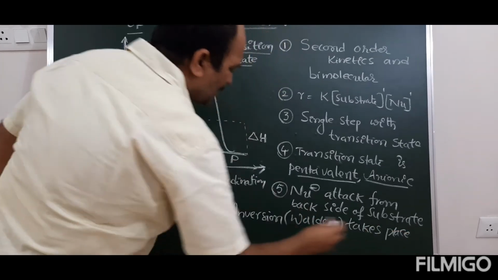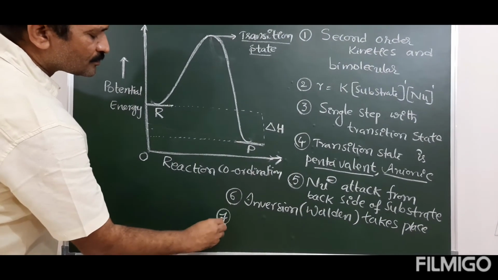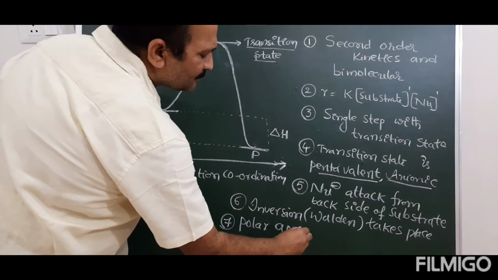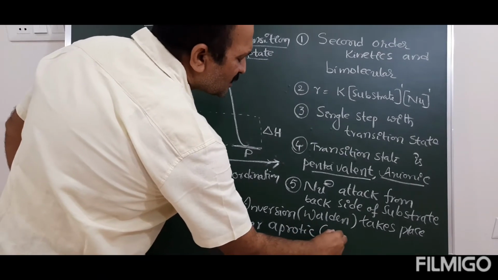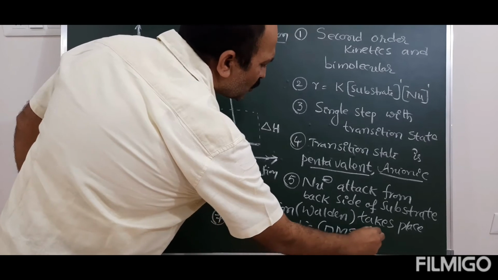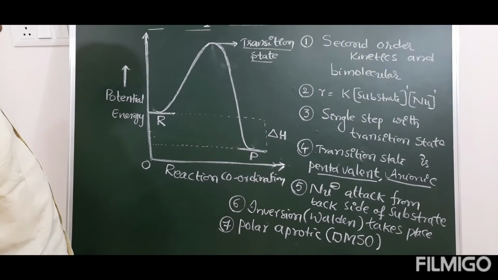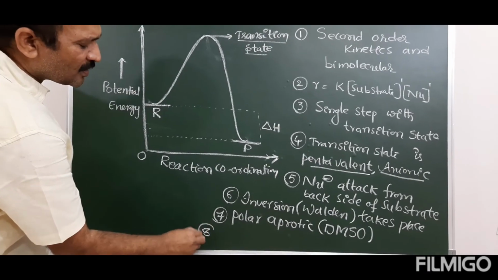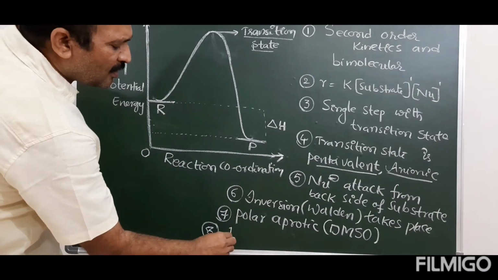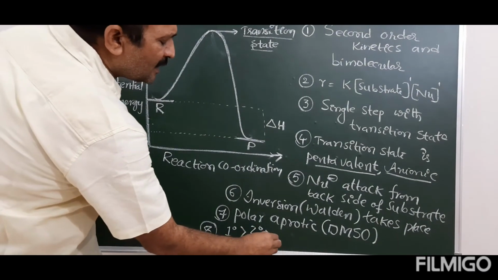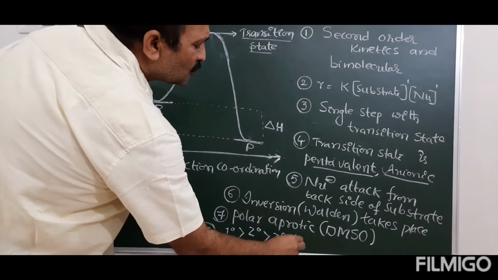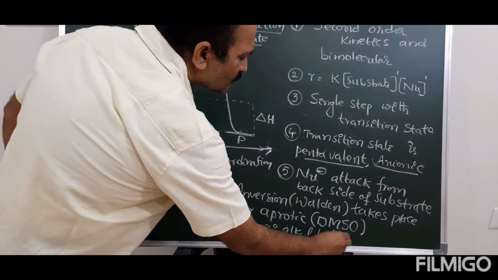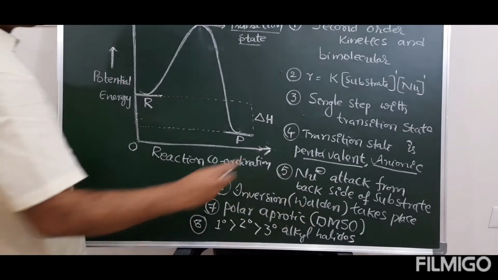Which type of solvent is comfortable for the reaction? Polar aprotic solvent, the best example being DMSO. Polar aprotic solvent is comfortable for the SN2 reaction. And what is the reactivity of different alkyl halides? Primary alkyl halides are greater than secondary alkyl halides, which are greater than tertiary alkyl halides. This is the order of reactivity.